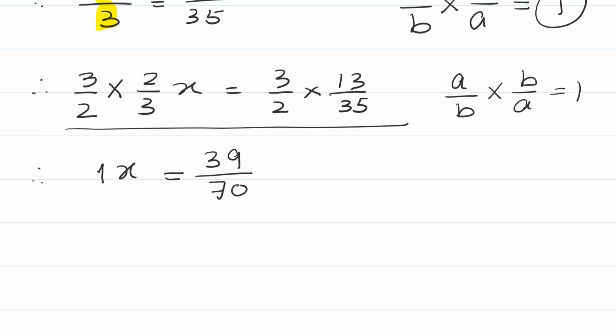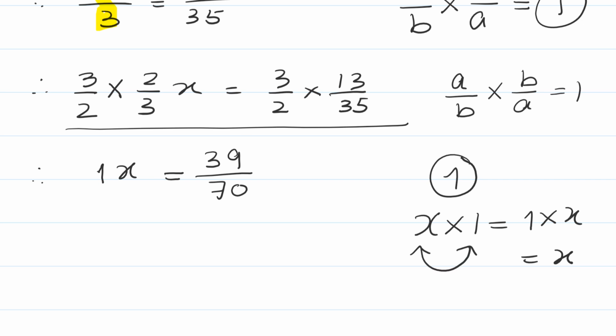Now in the last step we are going to use the multiplicative identity. 1 is the multiplicative identity for rational numbers. That means x into 1 is equal to 1 into x is equal to x. This operation is a binary operation. The product operation is binary, performed on two elements, two numbers. And there is no effect. So this element 1 is neutral for multiplication. So by the multiplicative identity, 1x is equal to x. The final answer is x is equal to 39 upon 70.